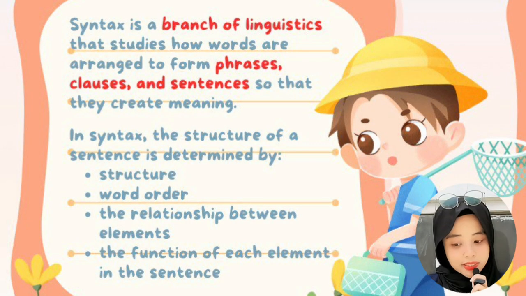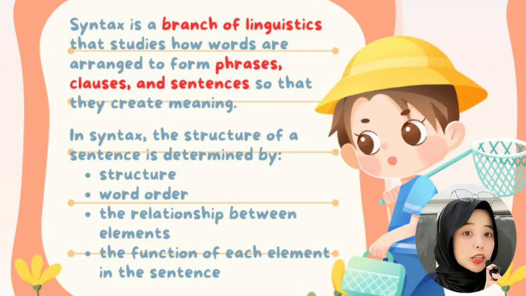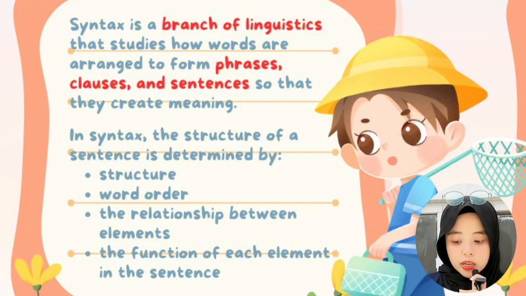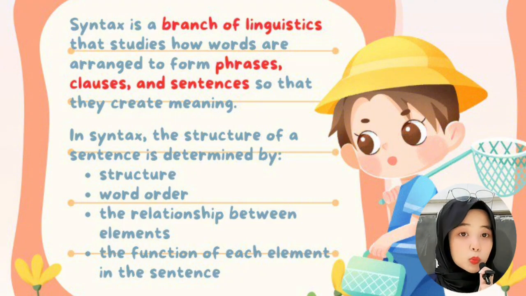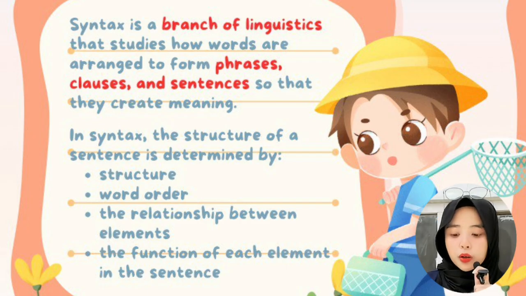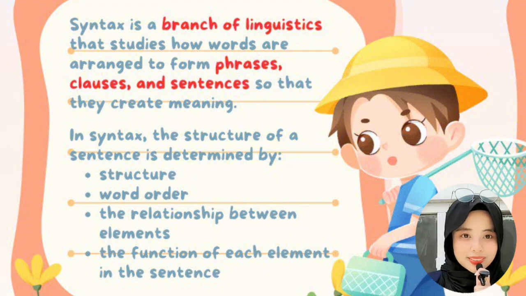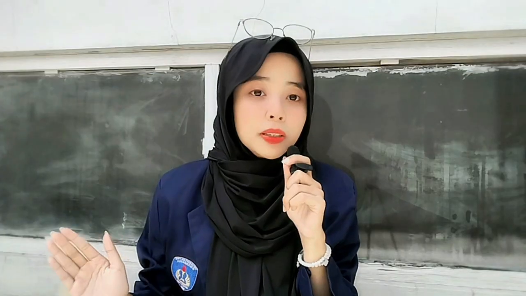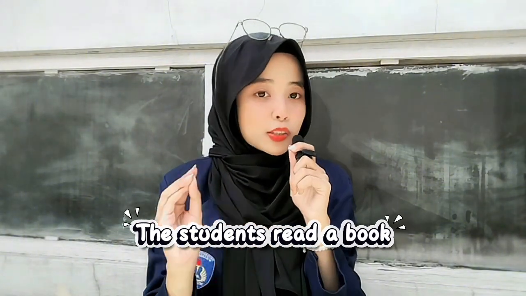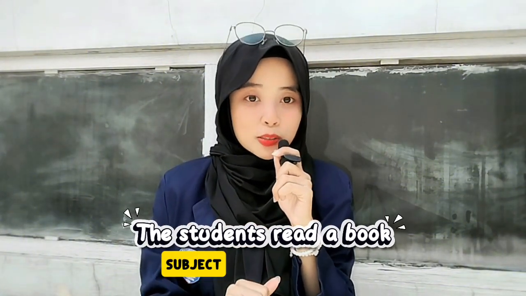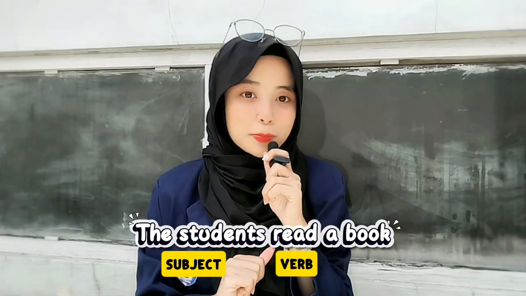Okay, next, in syntax, the structure of a sentence is determined by: the first is structure, the second is word order, the third is the relationship between elements, and the last is the functions of each element in the sentence. Let's break it down one by one. The first is structure. For example, in a sentence, there is a complete structure: a subject, a verb, and a complement, like "The students read a book." "The students" is the subject, "read" is the verb, and "a book" is the complement.